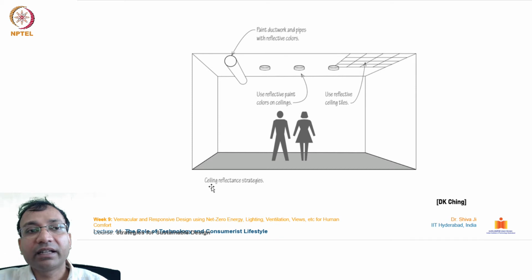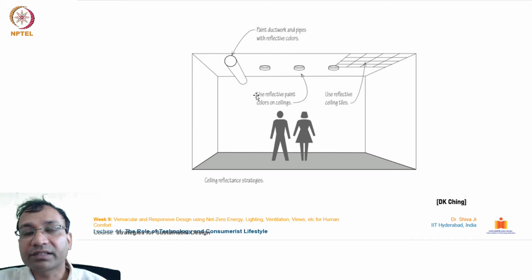Further, for the inside ceiling reflectance strategies, we can similarly choose the carpet materials, the wall finishes, the ceiling finishes, etc. The other materials include reflective ceiling tiles. If we want to propagate more light in a diffused manner, we can use reflective paints on the ceilings. We can also go for painting ductwork and pipes with a reflective color.